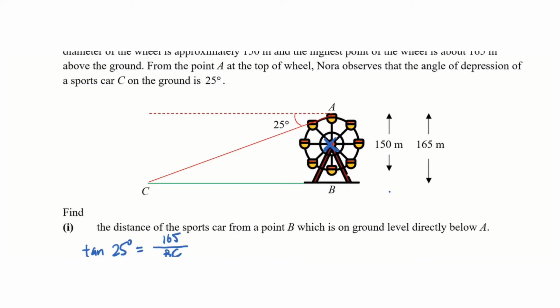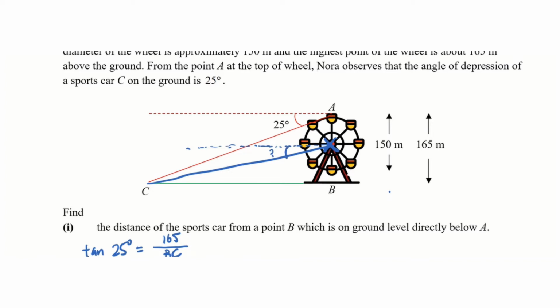Okay, we want the angle of depression. So imagine someone is inside the center of the wheel, although not quite feasible. We will take the horizontal line here, and then we want the angle of depression. So looking down to point C, which is where the sports car is, we're trying to find out what this angle is.